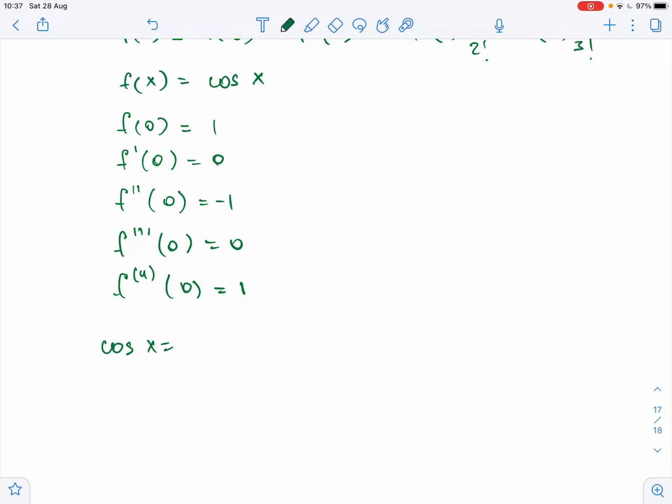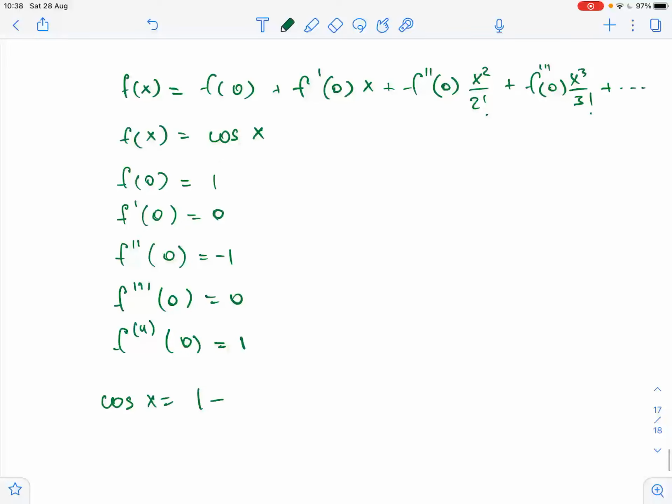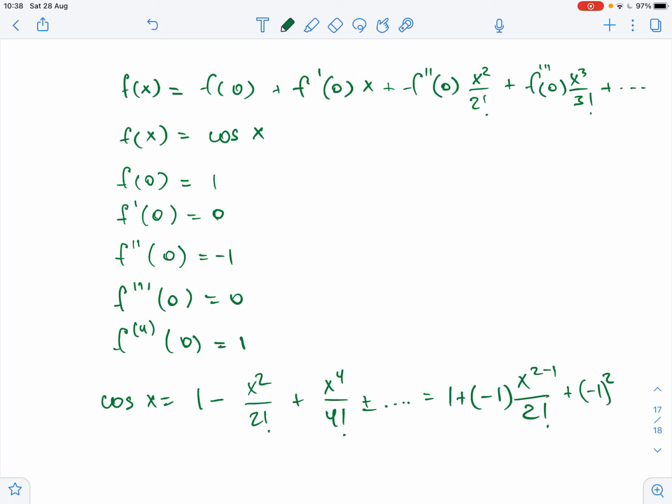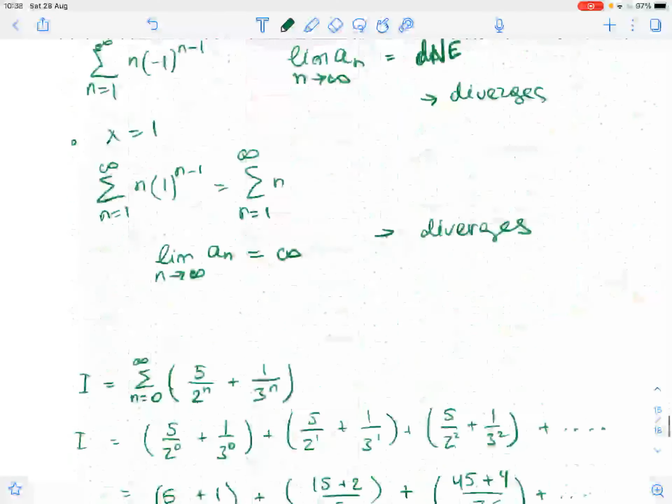We get that the Maclaurin series is cosine of x equals 1 minus x squared over 2 factorial plus x to the fourth power over 4 factorial, and so on, which equals 1 plus -1 to the power of 1 times x to the power of 2 over 2 factorial plus -1 squared times x to the power of 2 times 2 over 4 factorial, and so on.